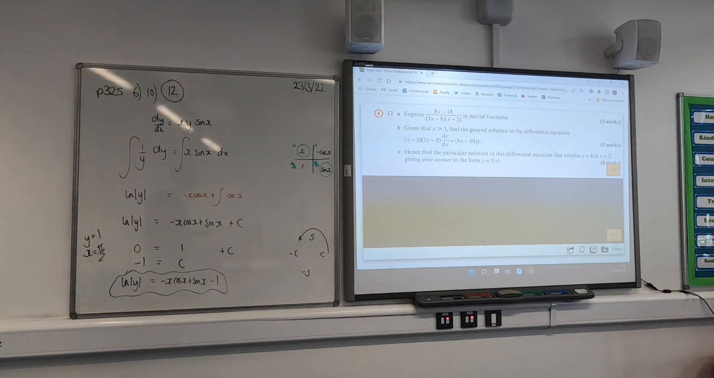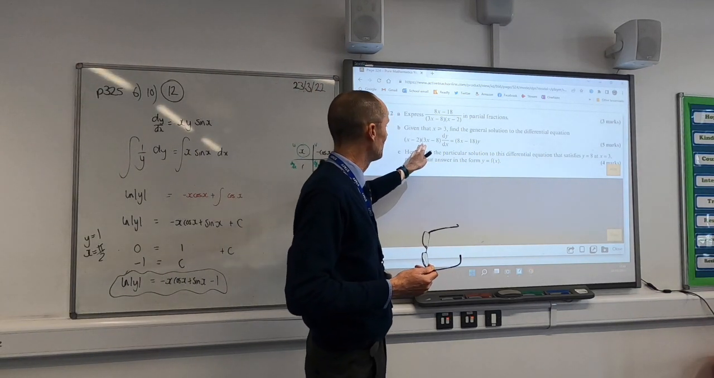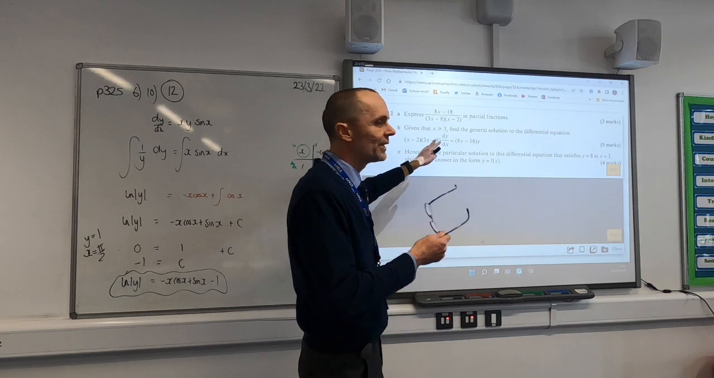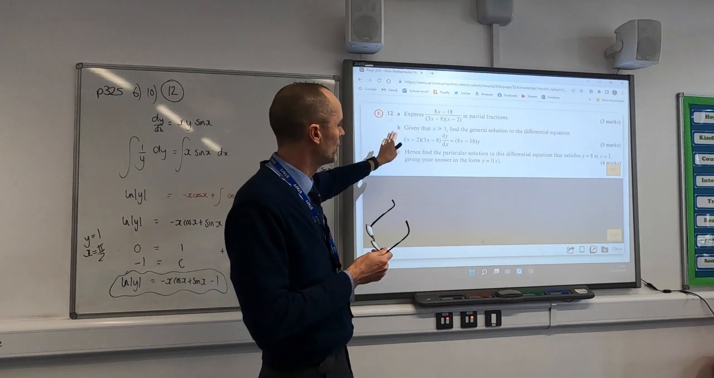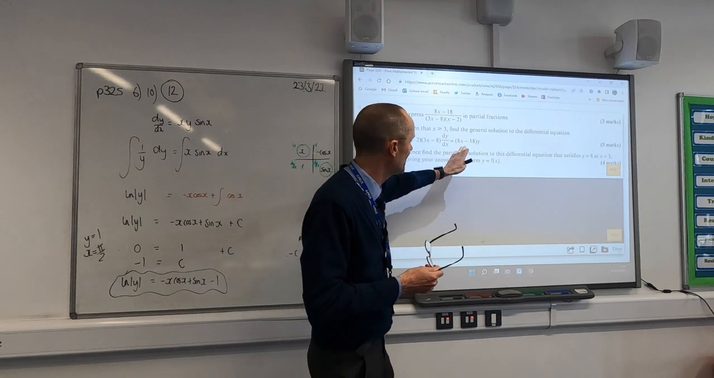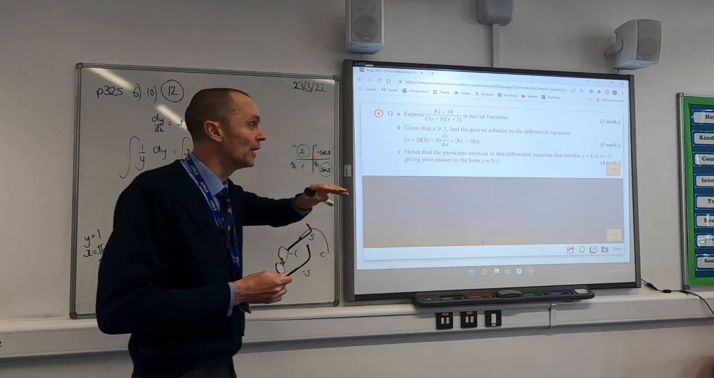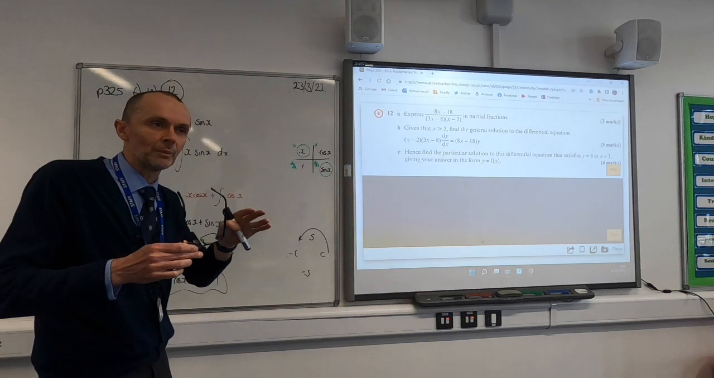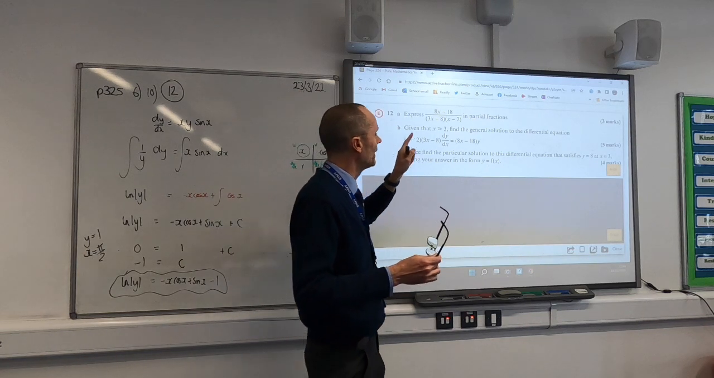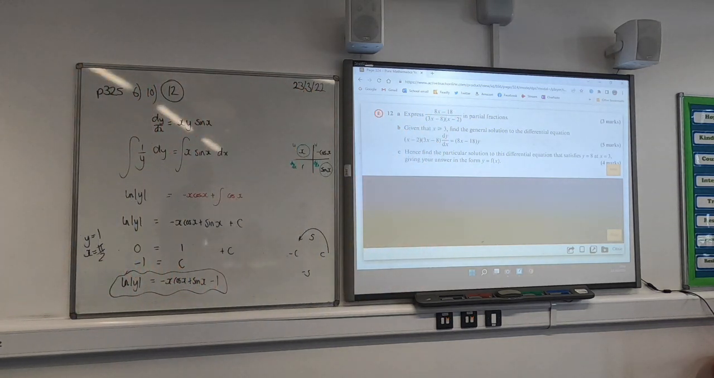Question 12 is probably a bit more like an exam question would be, because if we jumped straight in at part B, when we separate the variables, we'd have 1 over y dy on the left-hand side, and we'd have 8x minus 18 over this on the right-hand side. Integrating that would require partial fractions. So in part A, they always get you to do the partial fraction bit first. It's almost like them giving you a hint that this question is going to need partial fractions.